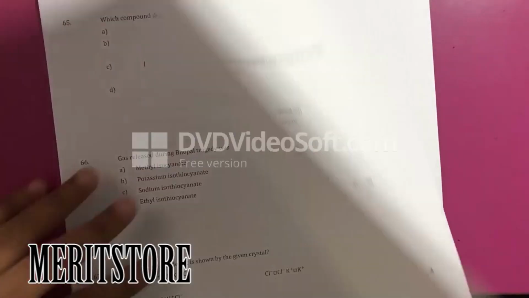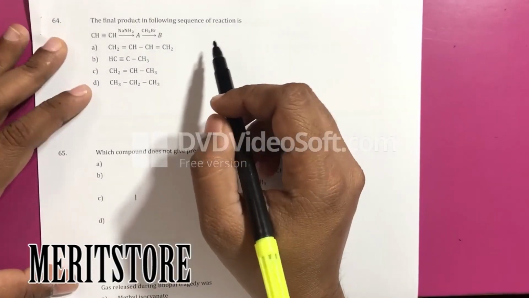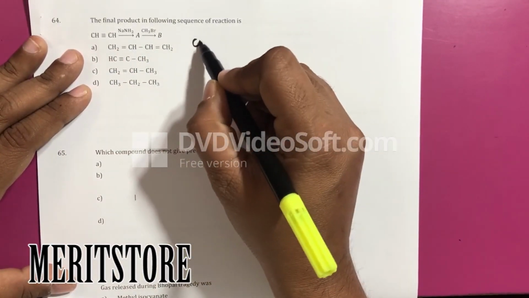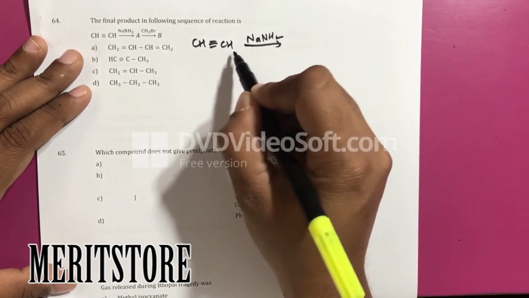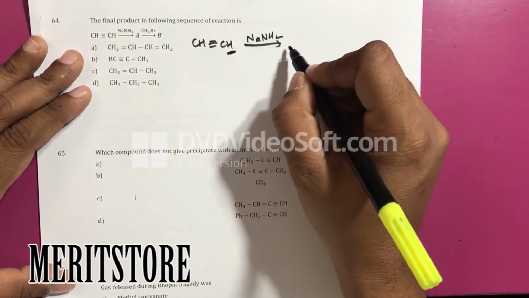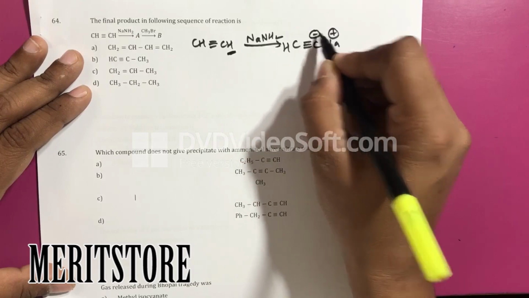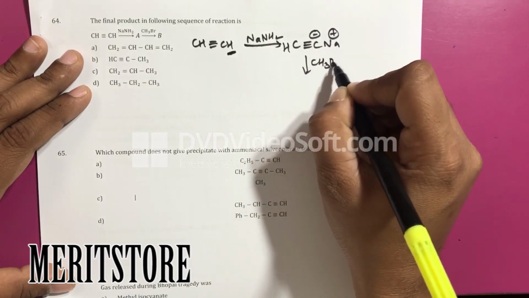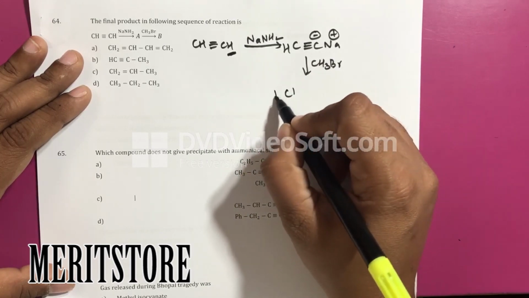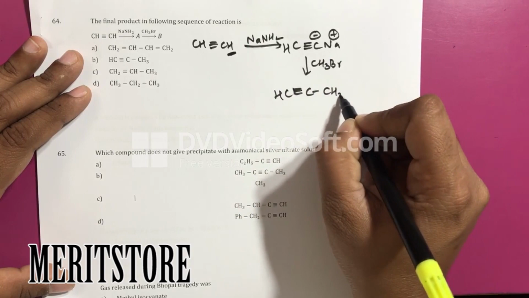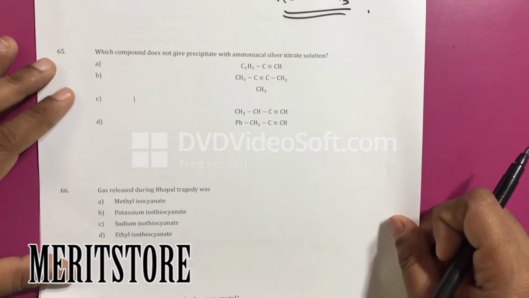Question number 64. The final product in the following sequence of reaction is. This is the alkyne CH. On treatment with NaNH2, the acidic proton is replaced by sodium. So we'll get CH triple bond C Na. On treatment with further CH3Br, sodium will take the bromine and the sodium position will be taken by CH3. So we'll get CH triple bond C CH3, the formation of propyne. Option B.